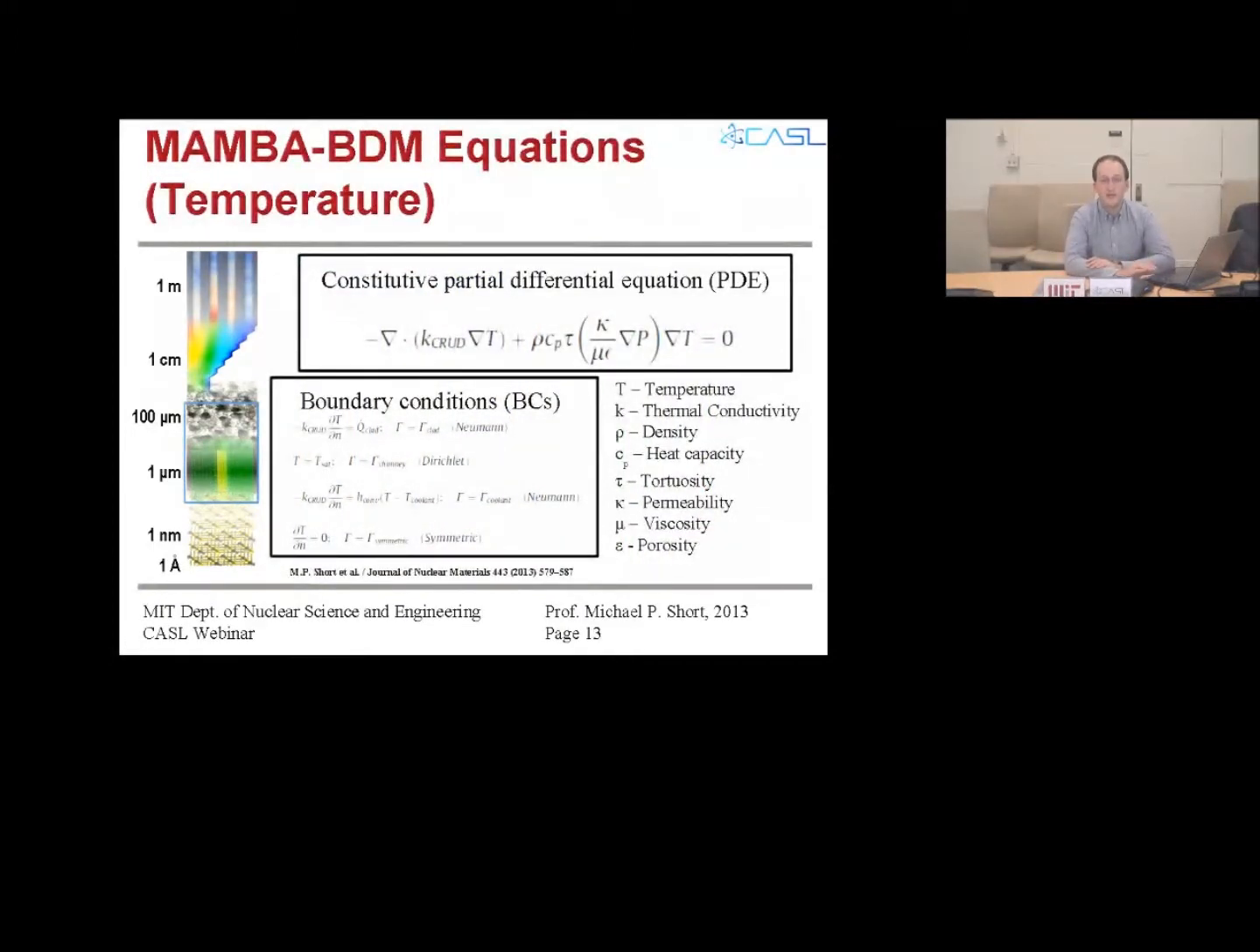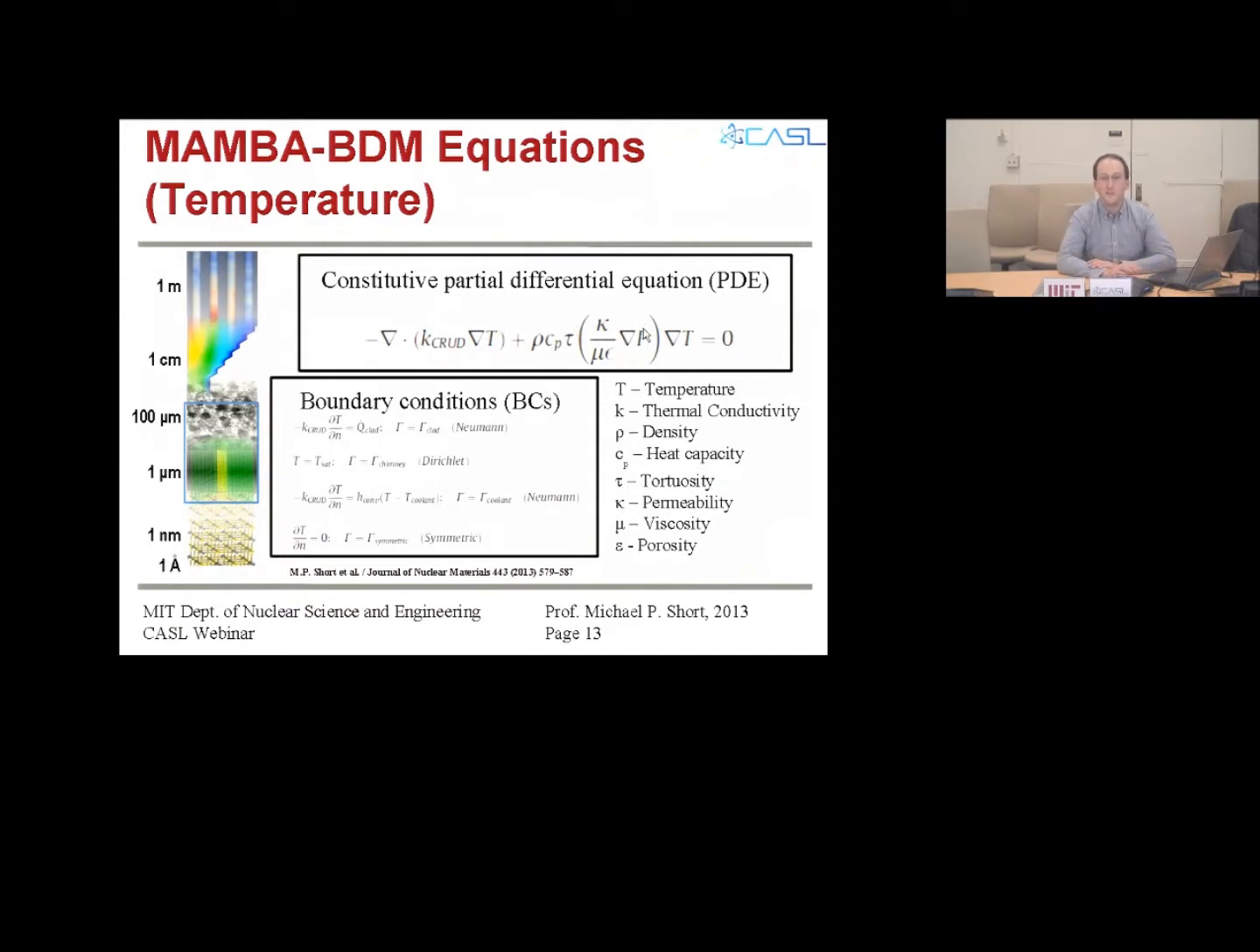I'll just get into a little bit of nitty-gritty, especially for you students out there, to see what sort of equations go into a model like this. I'm going to give the example of the temperature equations. And although I say this is the temperature equation, notice there's pressure in here. What makes MAMBA-BDM fairly special compared to some previous CRUD models, not all of them, is that the equations are all fully coupled. You can't solve the temperature distribution without the pressure distribution.